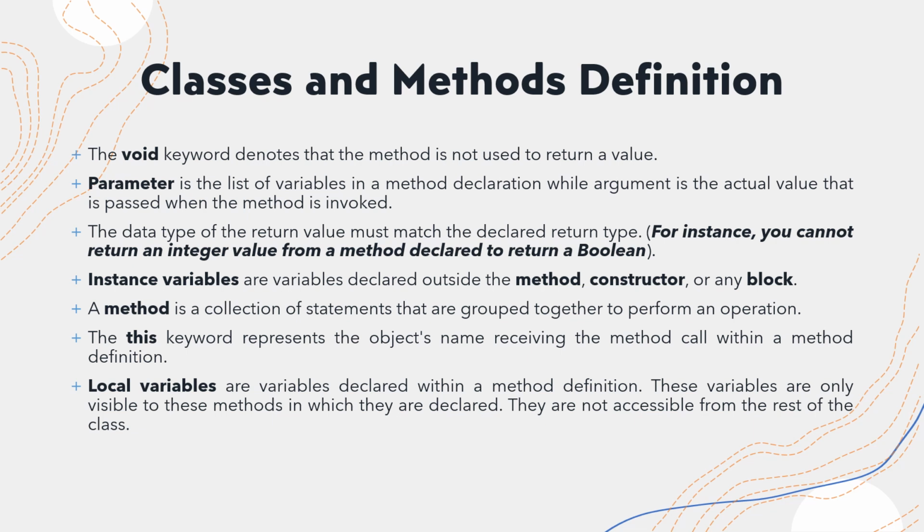Instance variables are variables declared outside the method, constructor, or any block. A method is a collection of statements that are grouped together to perform an operation. The this keyword represents the object's name receiving the method call within a method definition. Local variables are variables declared within a method definition. These variables are only visible to the methods in which they are declared. They are not accessible from the rest of the class.